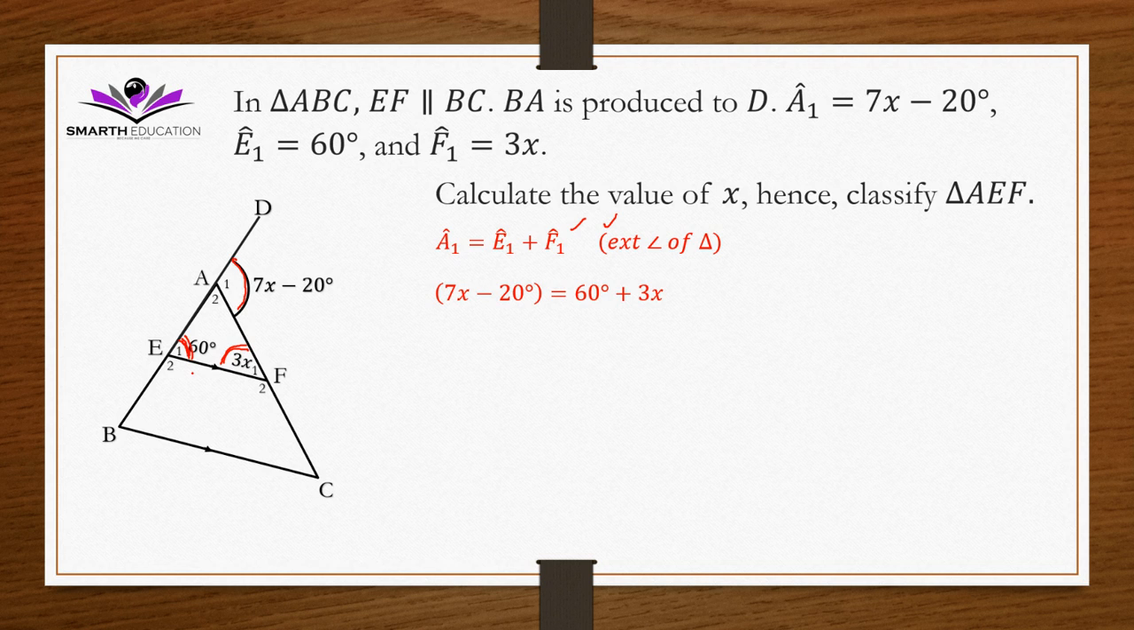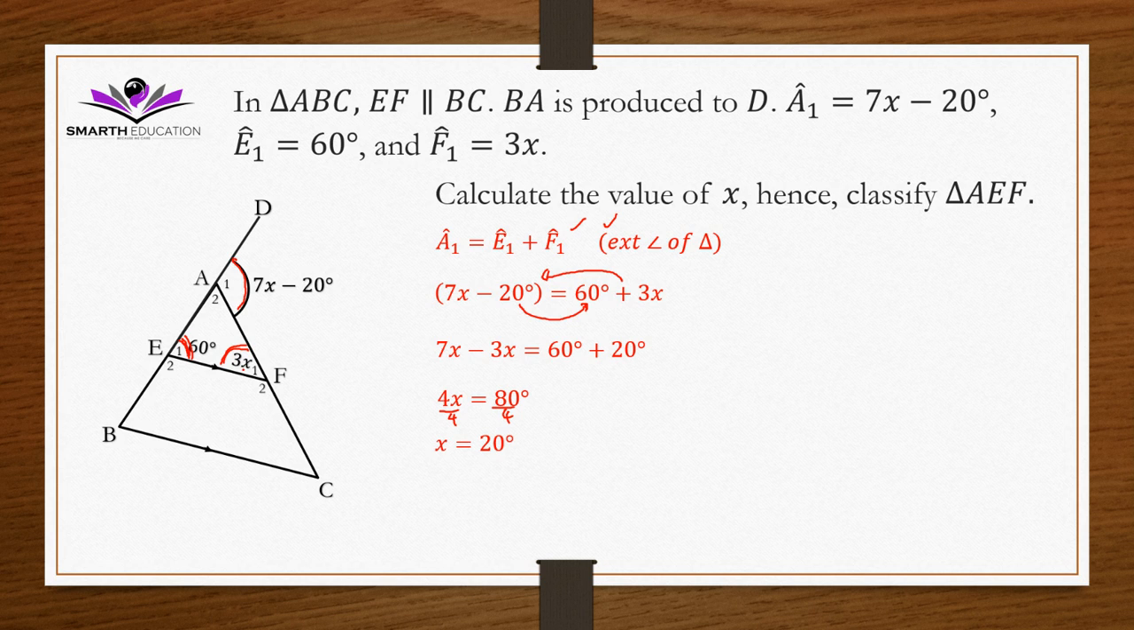Okay, right, and then we can solve for x here. We collect the like terms: transpose positive 3x, it goes to the left and becomes negative 3x, and negative 20 goes to the right and becomes positive 20. Then 7x minus 3x is 4x, and 60 degrees plus 20 is 80 degrees. Then divide by 4 on both sides of the equation. So x is equal to 20 degrees.